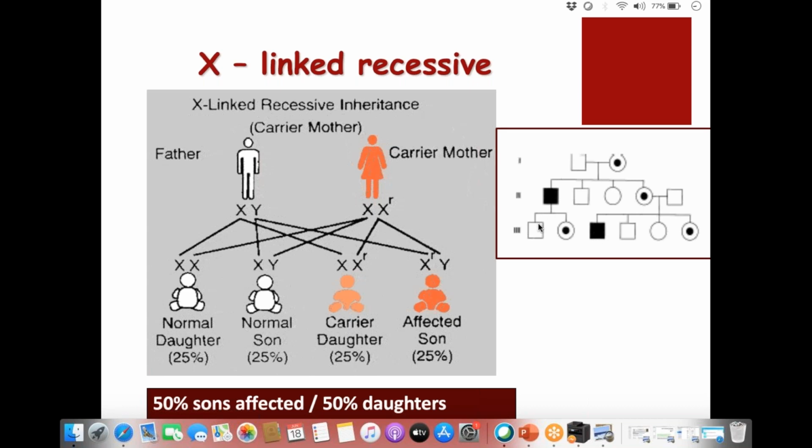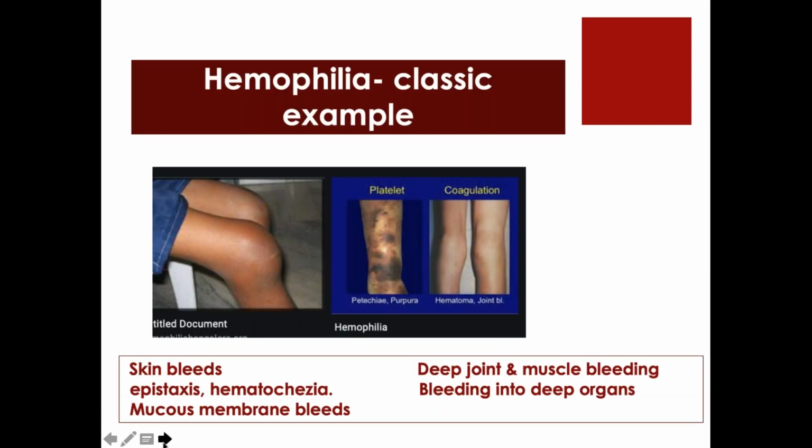The fathers cannot transmit the disorder to sons because the fathers are giving only the Y chromosome here, but they are giving an X chromosome to daughters. So the daughters could be a carrier. So that is exactly an X-linked recessive inheritance. A classic example is hemophilia. Now I have given you 2-3 clues here. What could be and what could not be hemophilia?